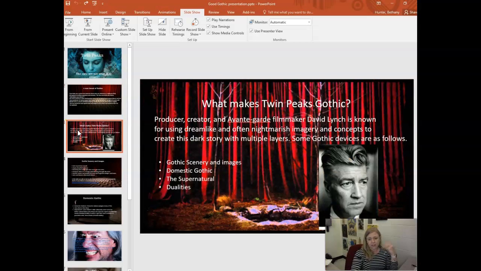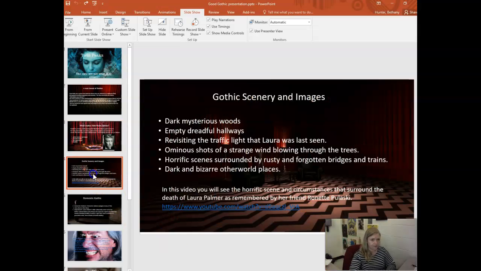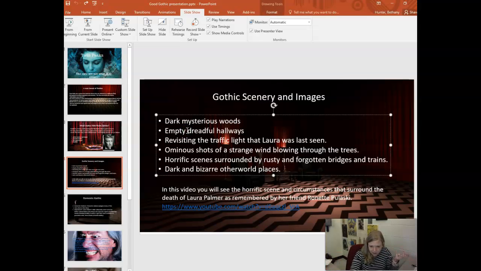So then this person decided I'm going to have a thesis page slide. And so we're going to talk about Gothic scenery, domestic Gothic, the supernatural, and duality. So this person has 4 reasons, and then hopefully they're going to dig deep into that. I know they are. So then they talk about Gothic scenery and images, and they talk about some of these things. I might say, give me a little bit more about why dark, mysterious woods are Gothic. And then like hallways. Why is that scary? Just a hallway? I mean, tell me why that's scary.